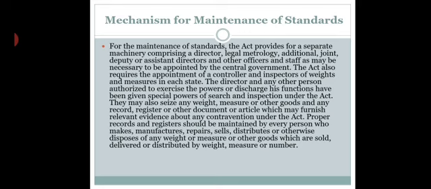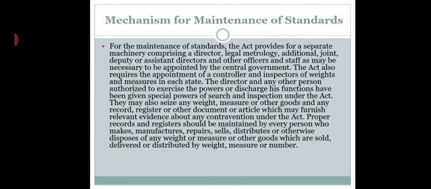For the maintenance of standards, the Act provides for a separate machinery comprising a Director of Legal Metrology, additional, joint, deputy or assistant directors, and other officers and staff as may be necessary, to be appointed by the central government. The Act also requires the appointment of a controller and inspectors of weights and measures in each state. The directorate or any other person authorized to exercise the power or discharge the function has been given special powers of search and inspection under the Act.